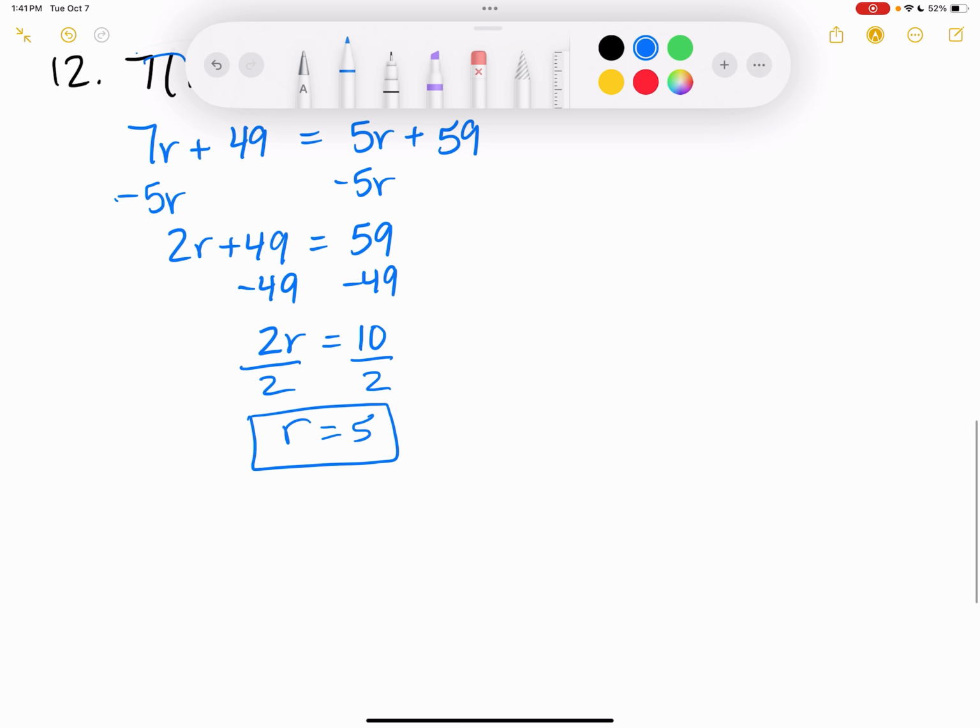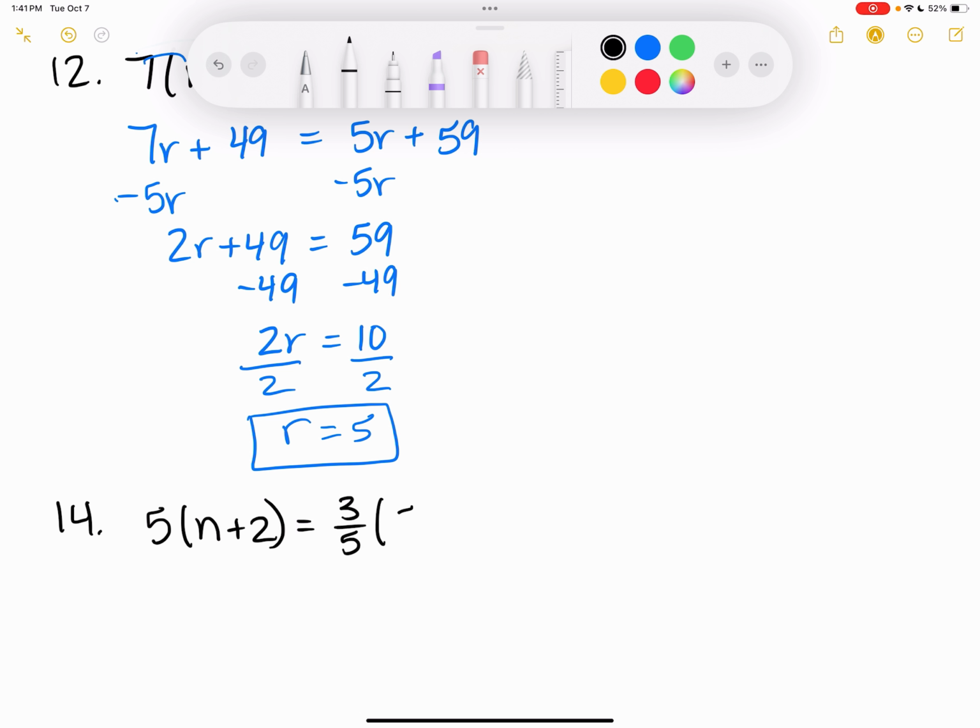Number 14. 5 times n plus 2 is equal to 3/5 times 5 plus 10n. All right, so what's my first step on this problem? Yep, I've got to distribute on both sides. So over here, I've got 5n plus 10.